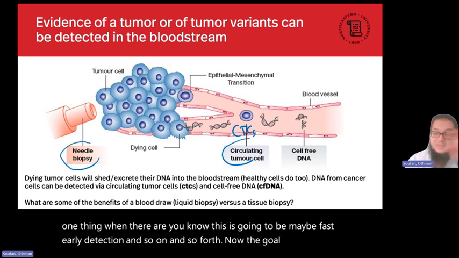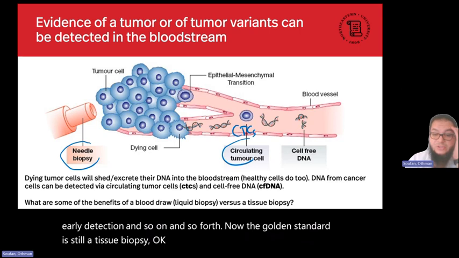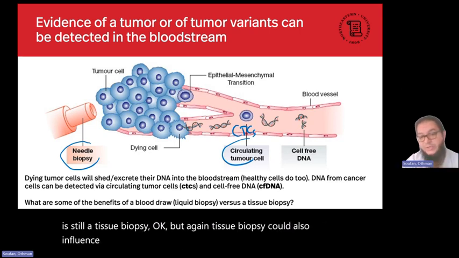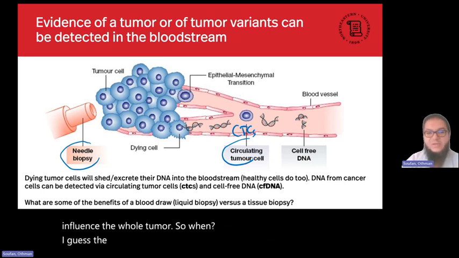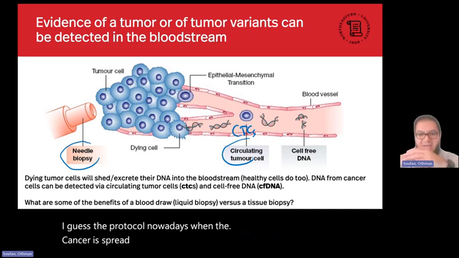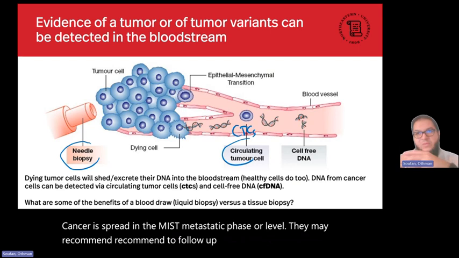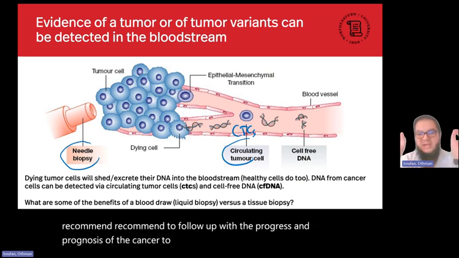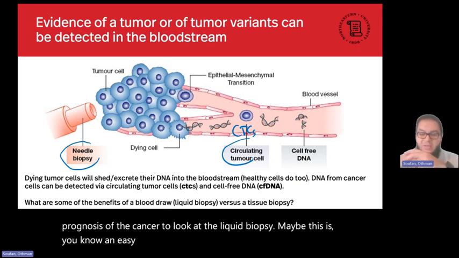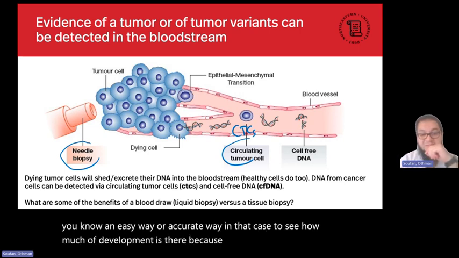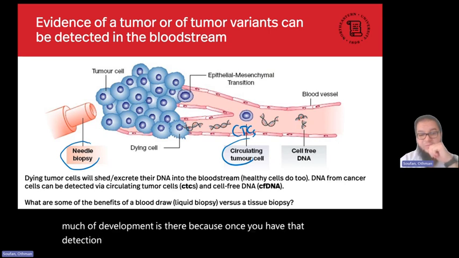Now, the gold standard is still a tissue biopsy, okay? But again, a tissue biopsy could also influence the whole tumor. So the protocol nowadays, when the cancer has spread to a metastatic phase or level, they may recommend following up on the progress and prognosis of the cancer with a liquid biopsy. Maybe this is an easy or accurate way in that case to see how much development there is, because once you have that detection, you are able to know lots of information.